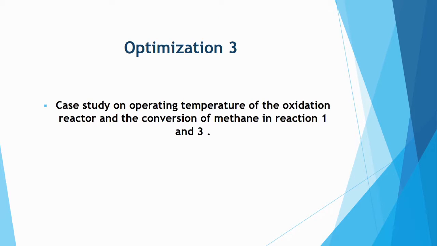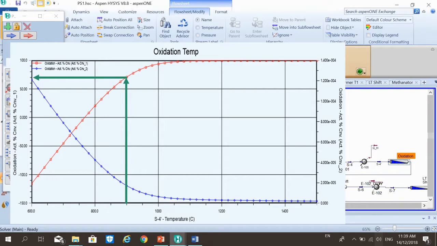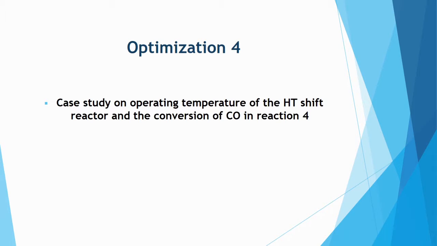The third case study is on the operating temperature of the oxidation reactor and the conversion of methane in reactions 1 and 3. The conversion for reaction 3 can be neglected because the conversion rate is very small and has no effect. However, for reaction 1, the temperature of 900 degrees Celsius is chosen because it has the highest conversion of 93.5%.